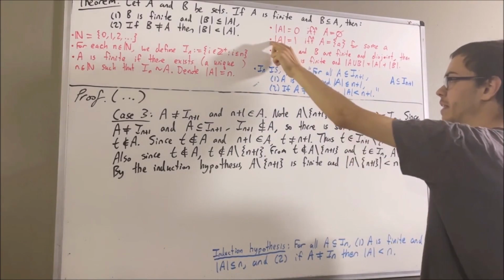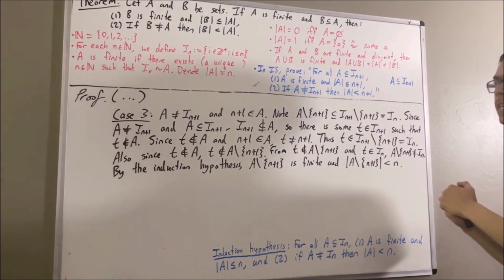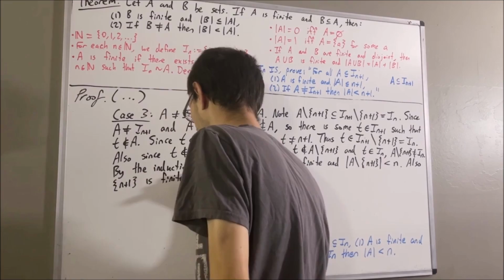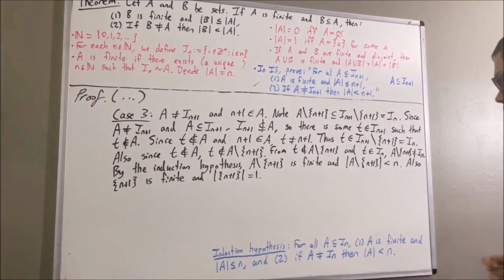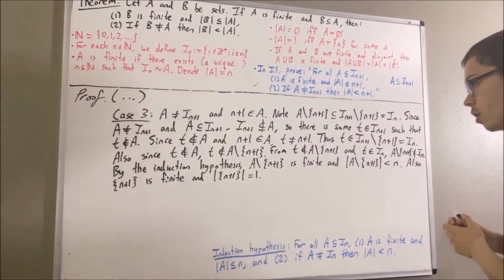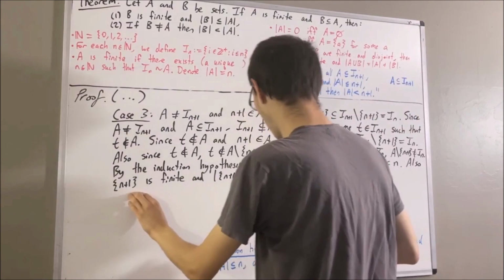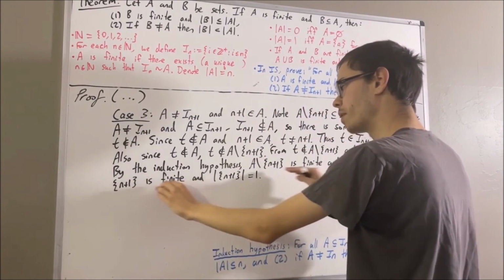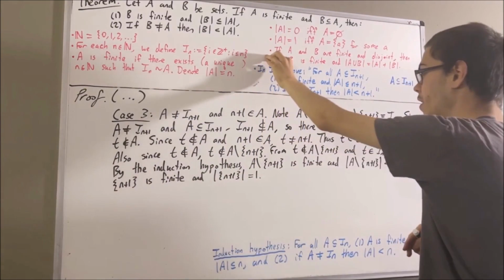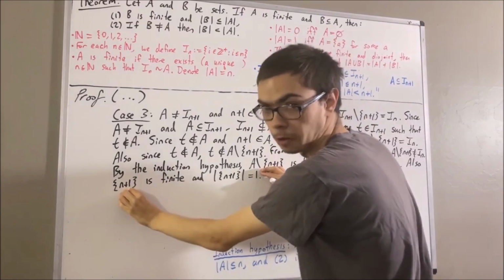Also, let's note by our second fact that the singleton set of N plus 1 is finite, and the number of elements in it is equal to 1. Now let's apply fact number 3. We see that A set minus N plus 1 and N plus 1 are both finite. But these two sets are also disjoint. By fact number 3, it follows that the union of A set minus N plus 1 and N plus 1 is also finite.